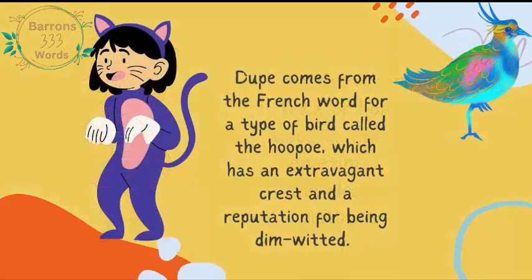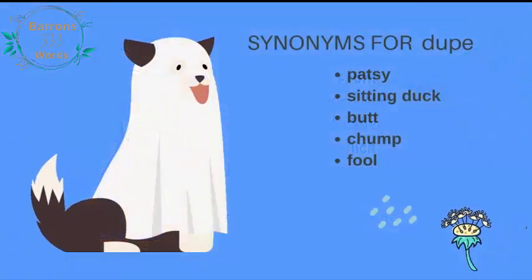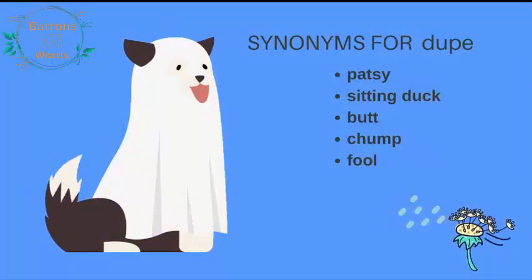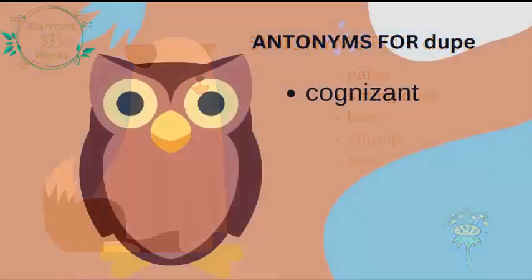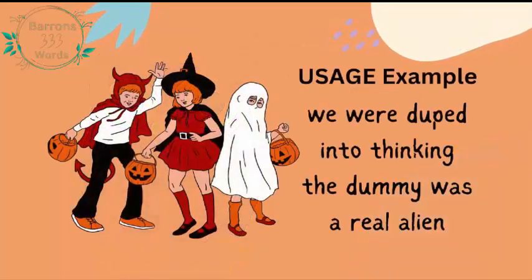Dupe comes from the French word for a type of bird called the hoopoe, which has an extravagant crest and a reputation for being dim-witted. Synonym: patsy, sitting duck, butt, chump, fool. Antonym: cognizant. Usage example: We were duped into thinking the dummy was a real alien.